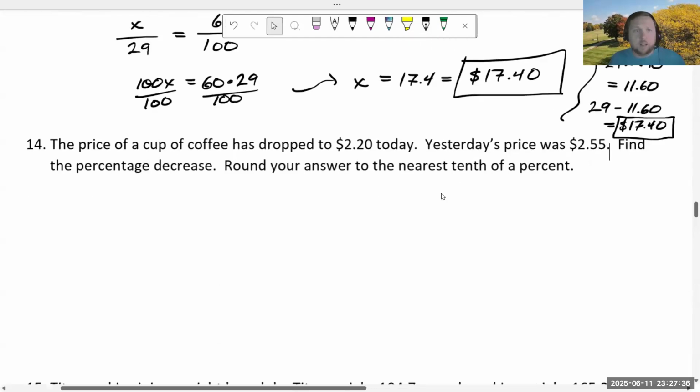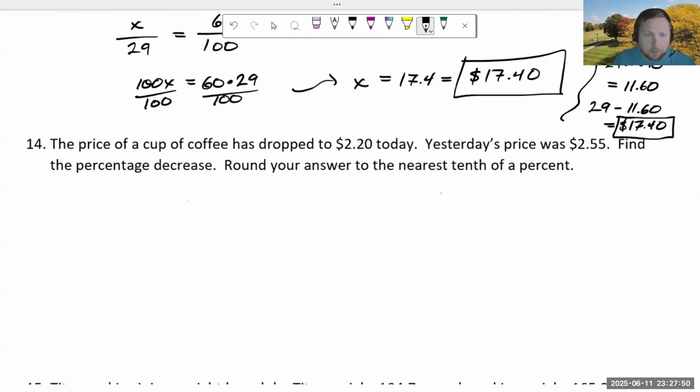All right. The price of a cup of coffee has dropped to $2.20 today. Yesterday's price was $2.55. Find the percent decrease. This is a relative change problem, so you have to have this formula memorized for the test. So my percent decrease or increase, I use this relative change formula, which is new minus old divided by old.